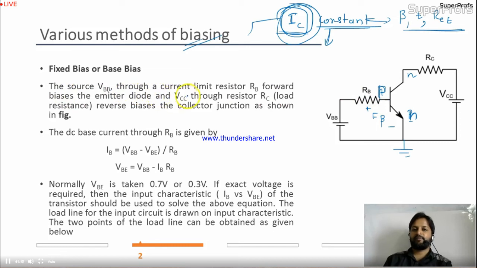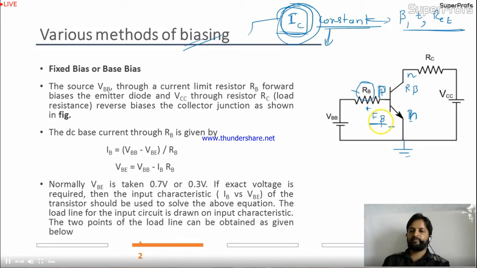So the source VBB through a current limit resistor RB, this is RB, this is the current limiter. It will control the current, limit how much current should go inside. RB forward biases the emitter diode, and VCC through resistor RC reverse biases the collector junction as shown in the figure. What about the collector junction? This is N, this is P, so it will definitely be in reverse bias. This will be in reverse bias and this will be in forward bias. So the active region condition is satisfied. Your transistor will now work in the active region.